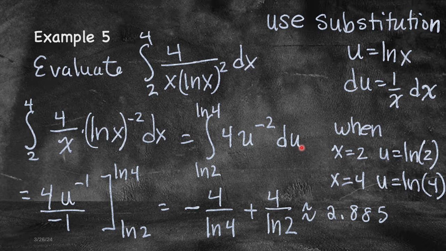Now we have to find our new limits of integration because we did a u substitution. We can no longer keep those limits of integration in terms of x. So I'm going to look at the lower limit first. When x is 2, I plug in 2 here, and u will be the natural log of 2. So this is our new lower limit.